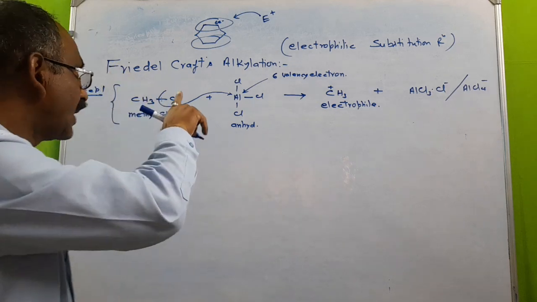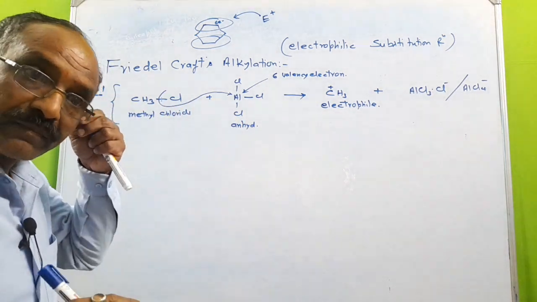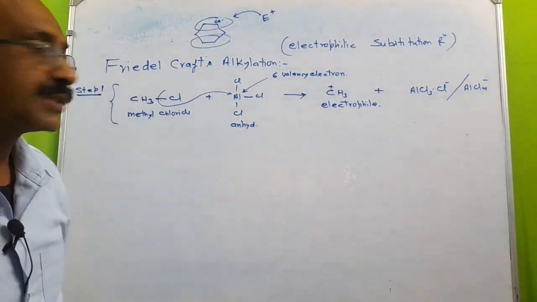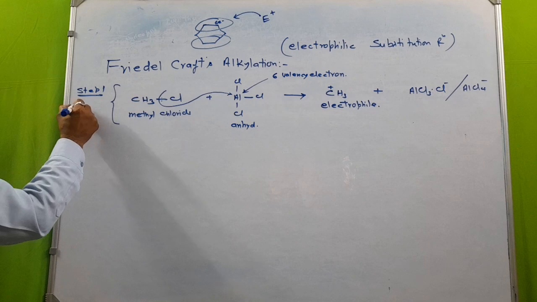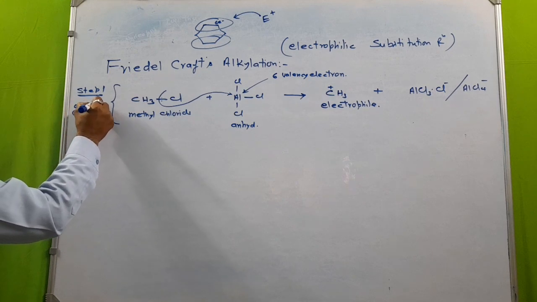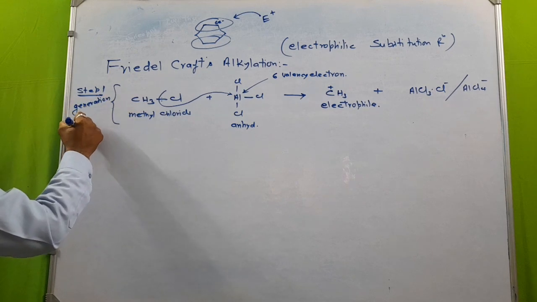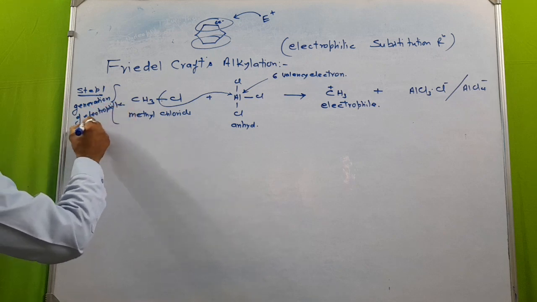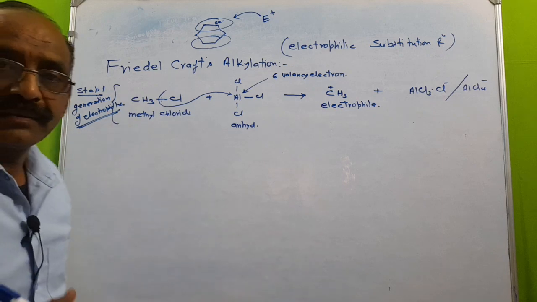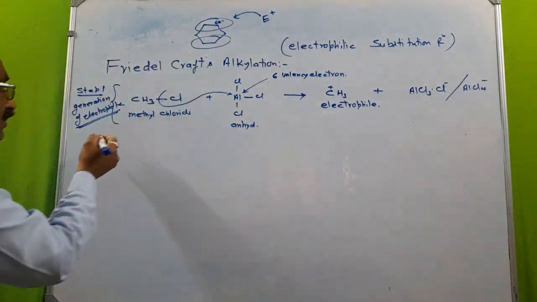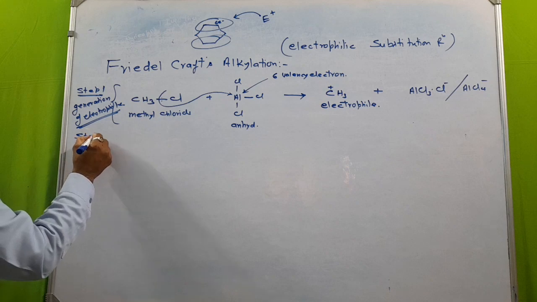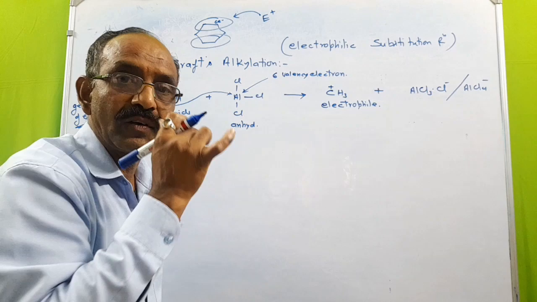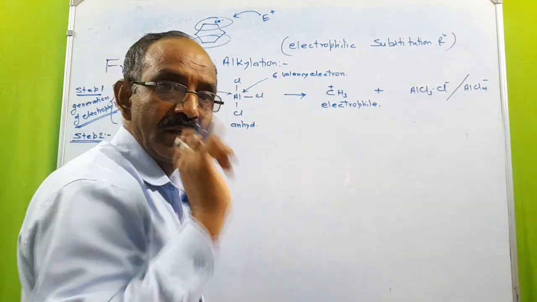So Friedel-Crafts alkylation takes place in 3 steps. In step 1, this involves generation of electrophile. So in the first step, the electrophile is generated. Now in step 2, this electrophile which is generated in the first step attacks the ring.